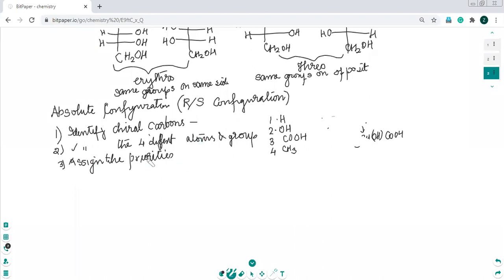It got disconnected, that is why I asked. Okay, now assign the priorities to each of the groups by the atomic number of the atom attached to the carbon, to the chiral carbon.